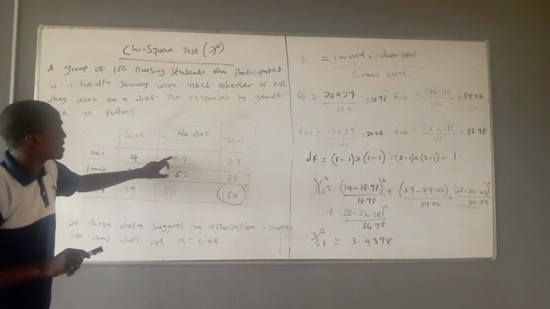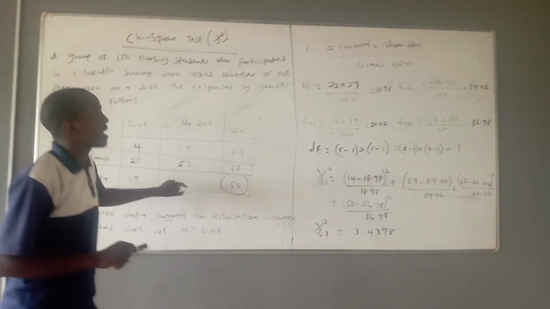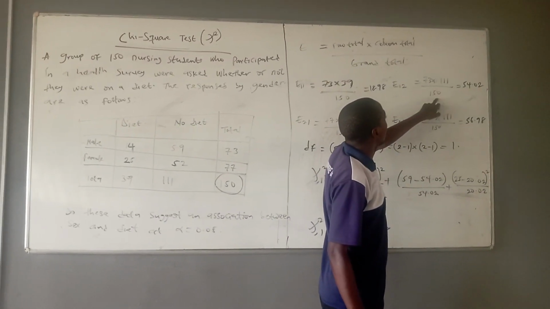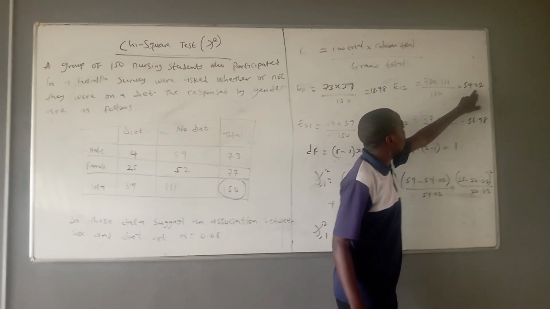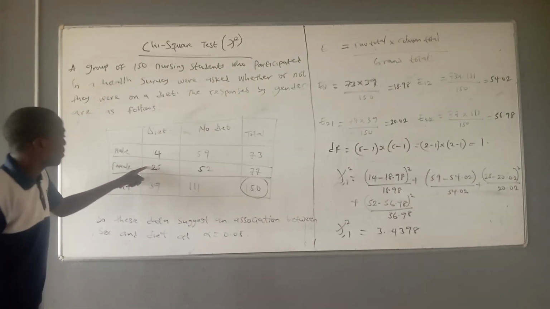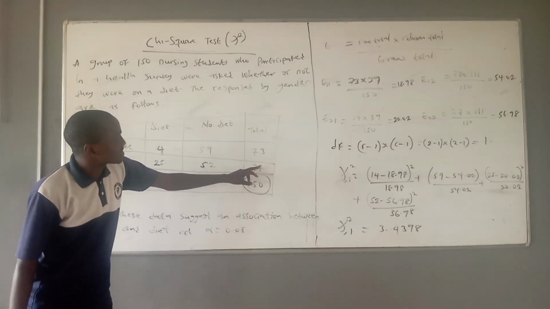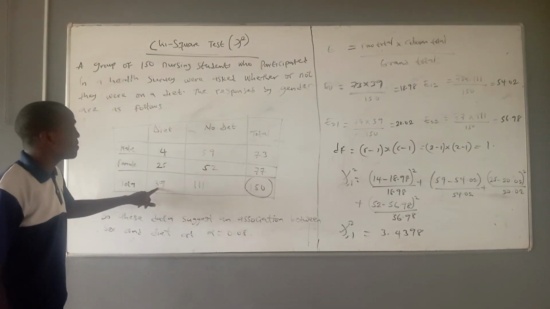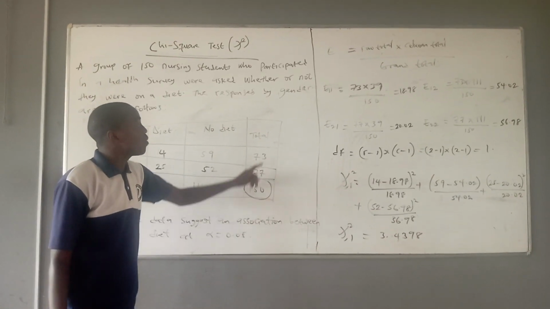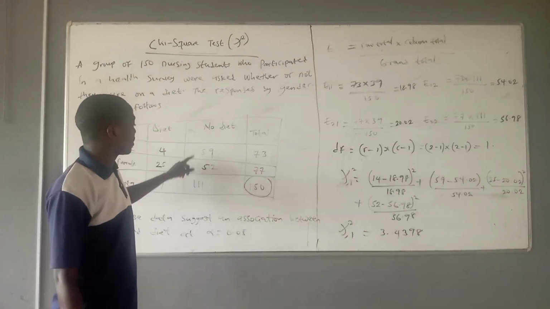Now we move to the second set. The same thing: the row total times the column total. The row total here is 73 times 111, then divided by 150. We are going to have 54.02. And then the next one is row 2, column 1. The row total here is 77, multiplied by the column total here, which is 39, then divided by 150, which is the grand total. Then we have 20.02.